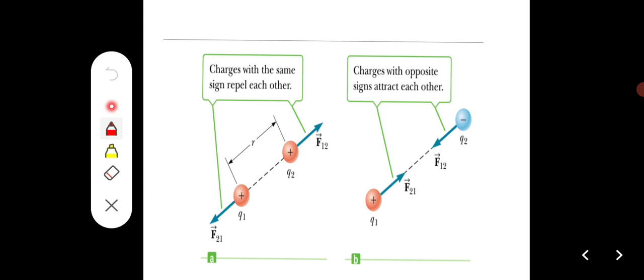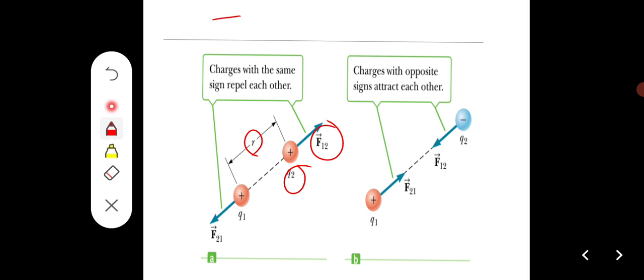Most of your questions will come like this, which will require you, one, to calculate the distance in case they haven't given it to you. You can also calculate the charge. You can also calculate what? The electric force. So here you have to know how to calculate these three things.